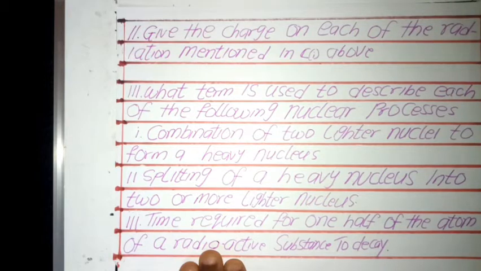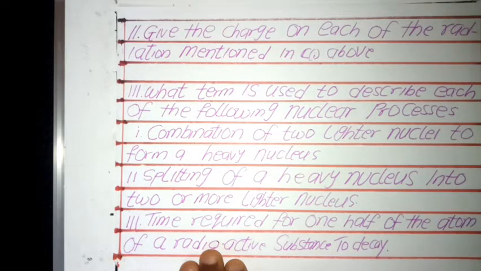Give the charge on each of the radiations mentioned in C1 above. Okay. Gamma radiation has no charge, while alpha radiation has a positive charge. Beta radiation has a negative charge. So gamma has no charge, alpha is positive, beta is negative.